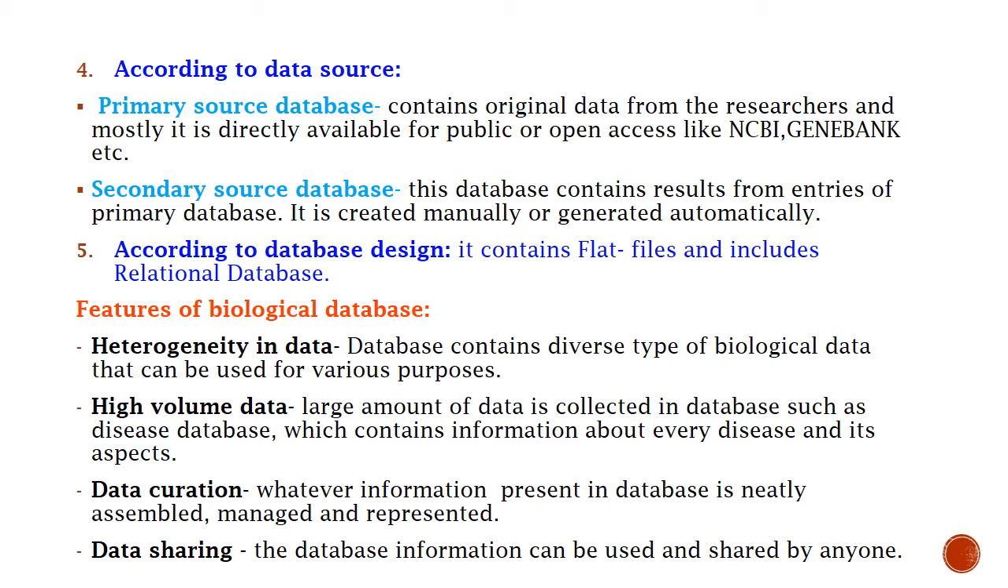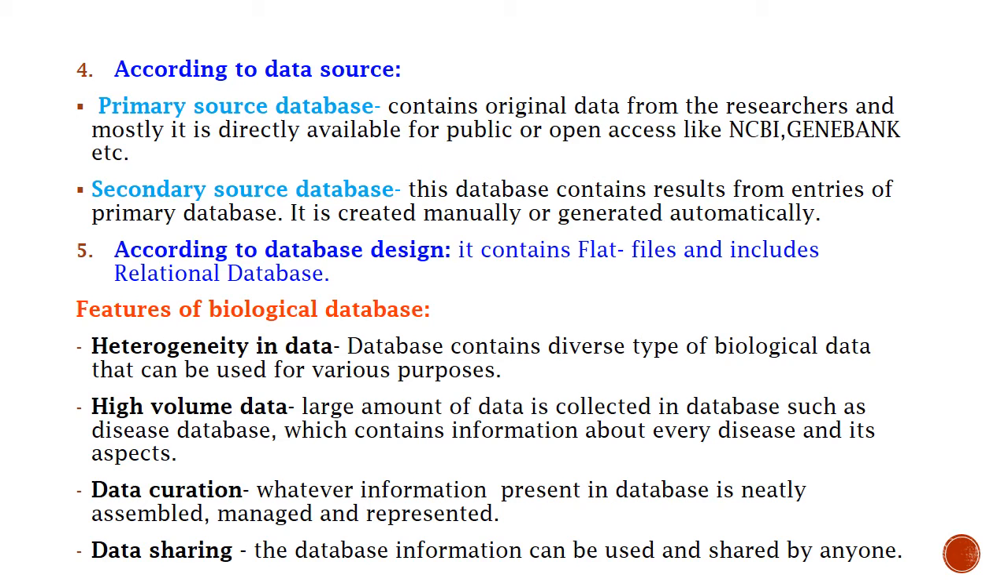The next type is according to the data source, which again contains two under it. First is the primary source database, which contains original data from the researchers, and mostly it is directly available for public or open access, like NCBI, GenBank, etc. The second one is the secondary source database, which generally contains results from entries of a primary database. So it is created manually or generated automatically. And the last one under this is according to the database design, which contains flat files and includes relational database.